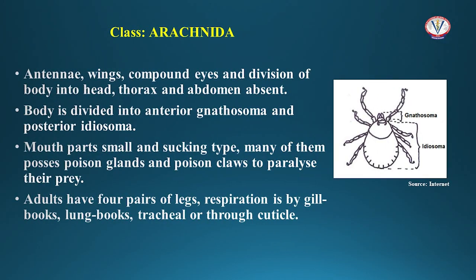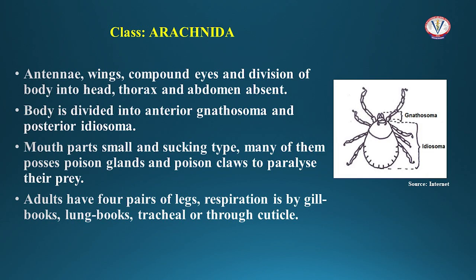Class Arachnida. Wings, antenna and compound eyes, along with the division of the body into head, thorax and abdomen, are absent in all members of class Arachnida. The body is divided into anterior gnathosoma and posterior idiosoma. Mouth parts are small and sucking type, and many of them possess poison glands and poison claws to paralyze their prey.